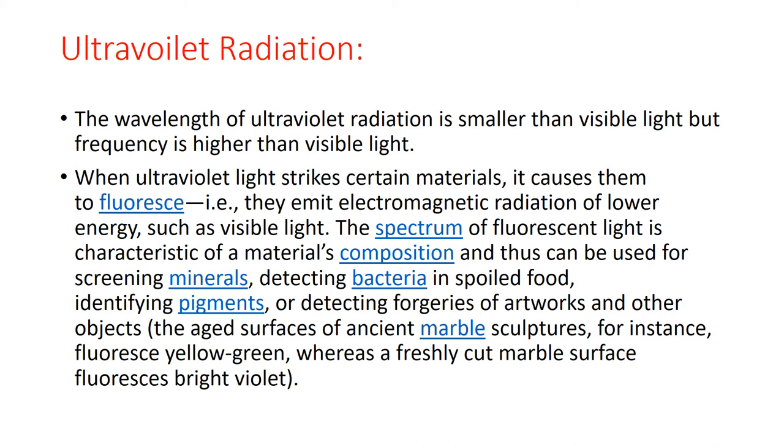When the ultraviolet radiation strikes the material, the material starts to emit electromagnetic radiation of lower energy, such as visible light. Yani visible light un object se emit hona shuru ho jati hai, aur wo object chamakne lagte hain. Jab aap kisi object par ultraviolet light ko fall karte hain, then the visible light is emitted from the object, aur wo object glow karne lagta hai. और जो स्पेक्ट्रम है फ्लोरेसेंट लाइट का, वो करेक्टरिस्टिक होती है ऑफ द मटेरियल कंपोजिशन एंड कैन बी यूज्ड फॉर स्क्रीनिंग मटेरियल्स.